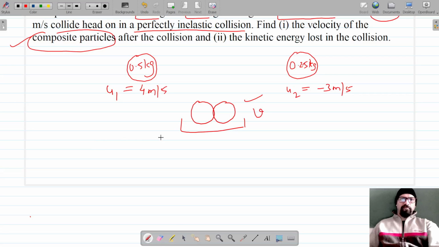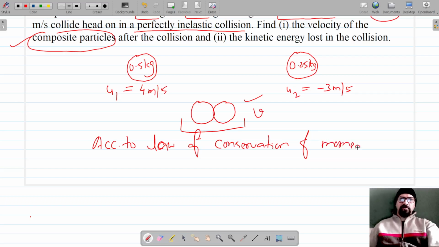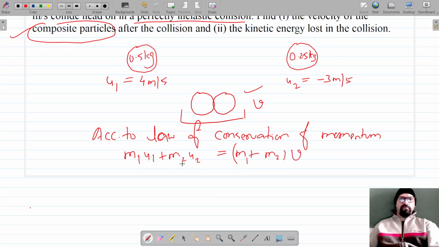So first of all, we are going to make the equations. According to the law of conservation of linear momentum, initial momentum is equal to final momentum. Let's use that. According to the law of conservation of momentum, m1 u1 plus m2 u2 is equal to, and after they collide, the mass would be the combined mass in its common velocity v.